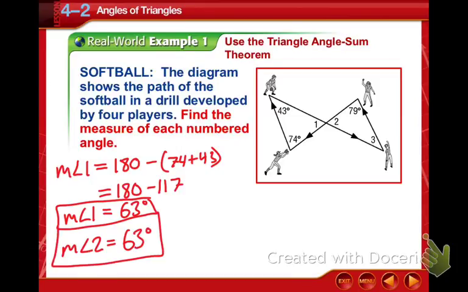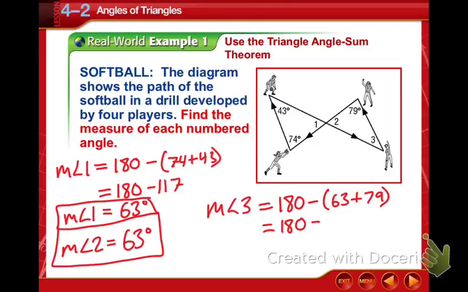So now we just have to find the measure of angle 3. We now know 2 out of 3 of the angles for this triangle, and angle 3 is the one we don't know. So same process we had for the measure of angle 1. 180 minus the sum of the other two angles. 63 plus 79. We add those up, and that equals 142. So the measure of angle 3 is equal to 180 minus 142, which comes out to be 38 degrees.